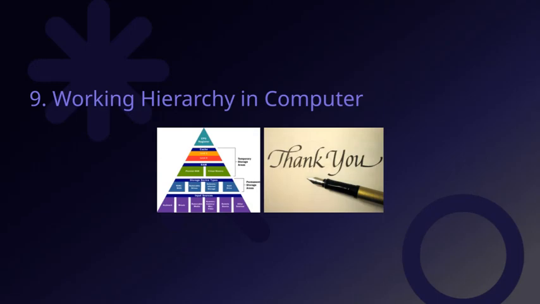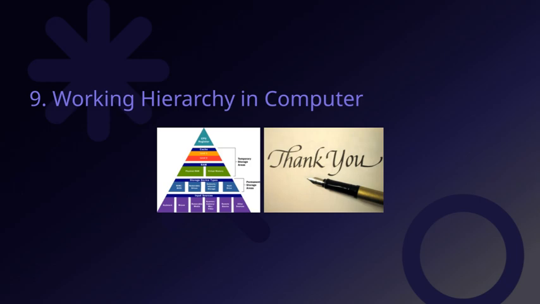Let's take a moment to understand the working hierarchy in a computer. At the top, we have the Central Processing Unit, or CPU, which acts as the brain of the computer. It controls and coordinates all the activities. The CPU communicates with memory units, like RAM, which temporarily store data and instructions that the CPU needs quick access to.